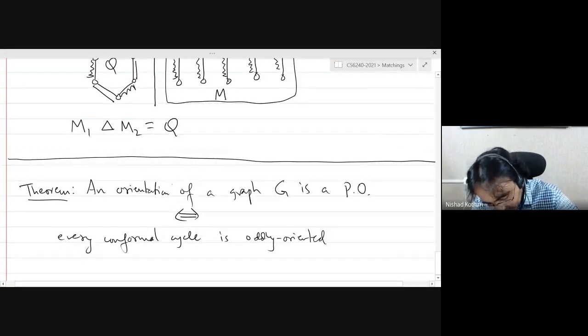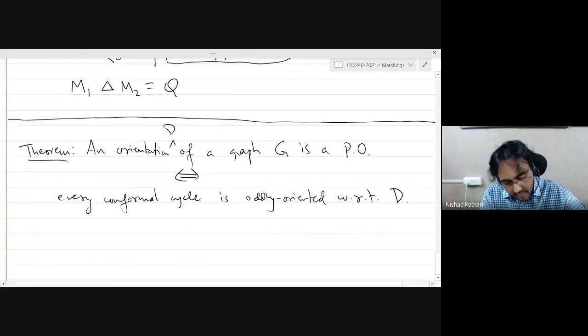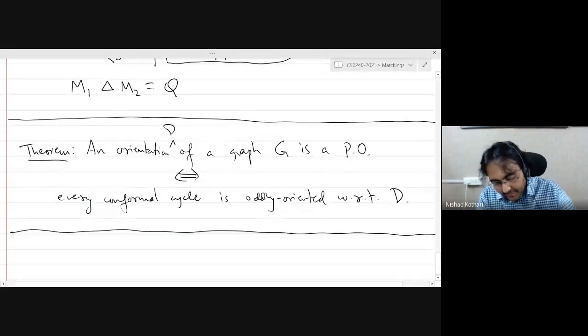So orientation D, and this is oddly oriented with respect to D. Okay. And one direction is actually easy. We have essentially proved it. If all conformal cycles are oddly oriented, then it is a Pfaffian orientation.